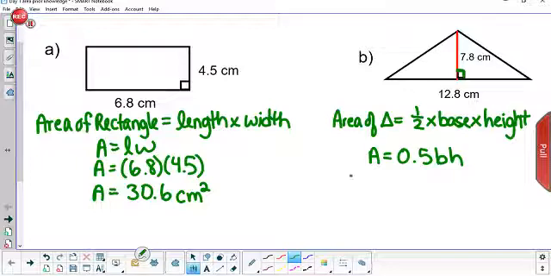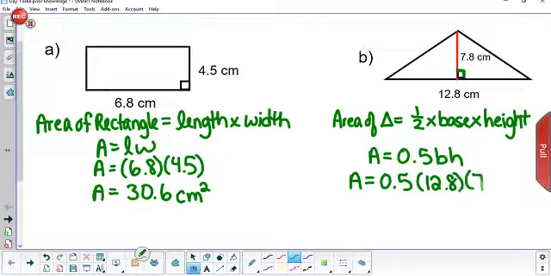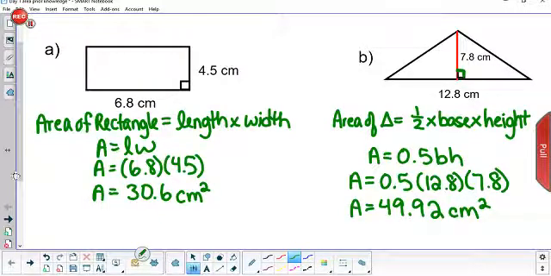So in this particular example, we have area equals 0.5 times the base is 12.8, the height is 7.8. You simply multiply those three numbers together, and we get 49.92. The units were centimeters, and area is squared.